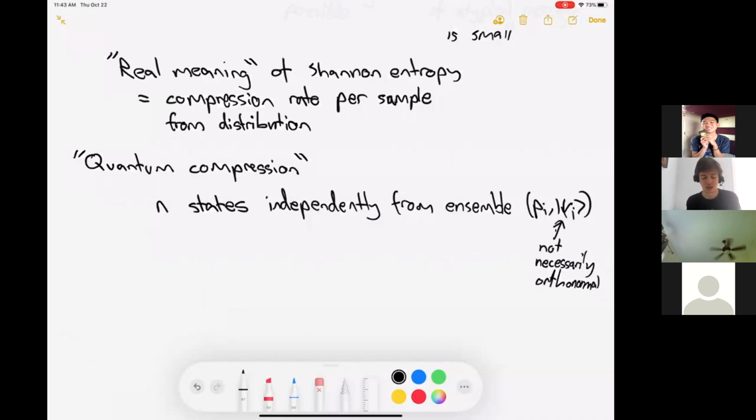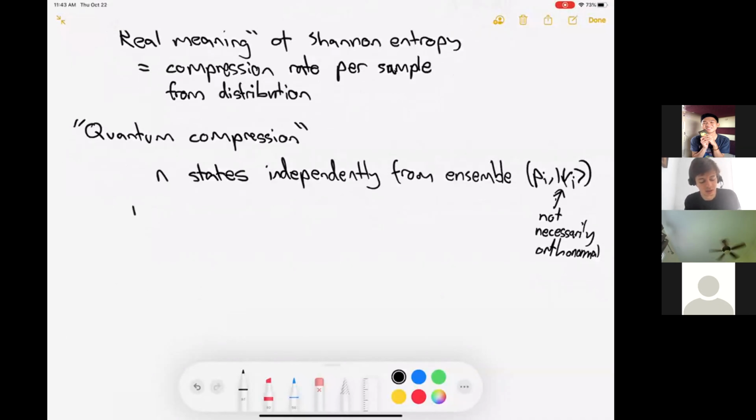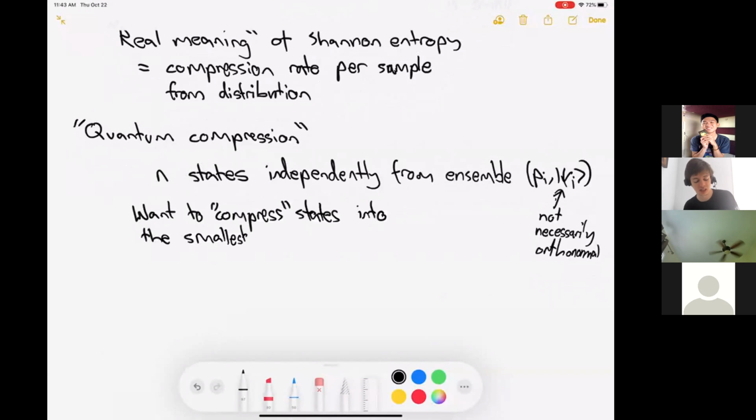Okay. And what we want to do is compress those states into the smallest possible Hilbert space. In other words, we want to take those states and send as few qubits as we can from Alice to Bob, while still having it that Bob is able to recover the original state with high probability.